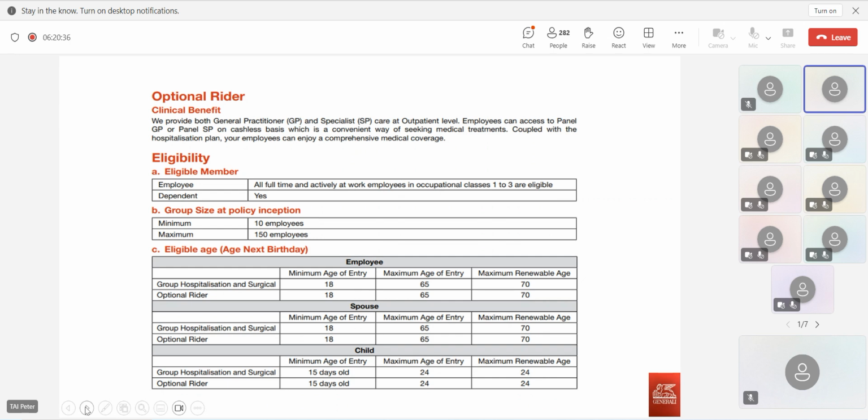Okay, then they can renew. Yes, of course they can renew up to 70. Okay, up to 70. So basically, if there is a child, how come there's a child there? Okay, the child is always the child of the employee.